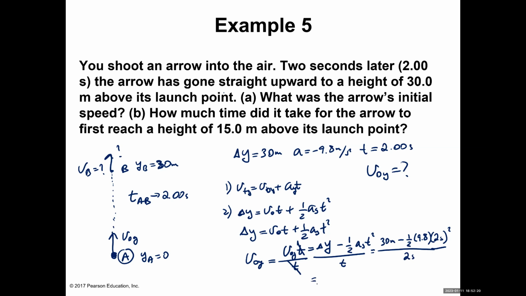All right, so let's do that. 30 minus 0.5 times 9.8 times 4. That's the top. I get 20.2 divided by 2. Well, I get 10.1 meters per second, assuming I did everything correct. That's what I got. That means it was shot at the speed of 10.1 meters per second, which is roughly 20 miles an hour.